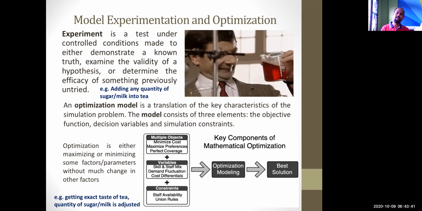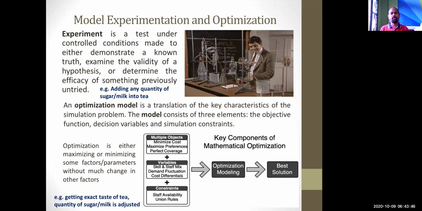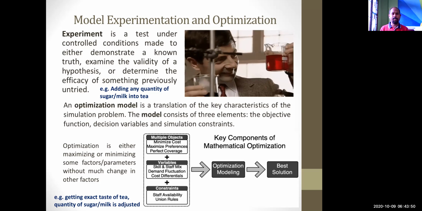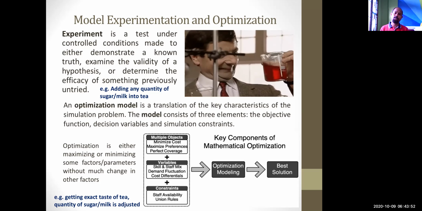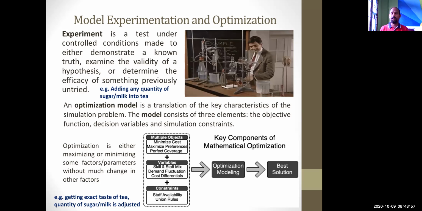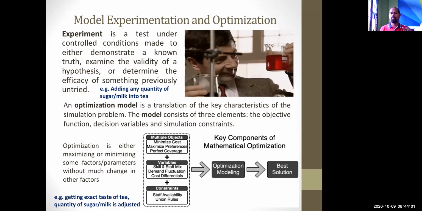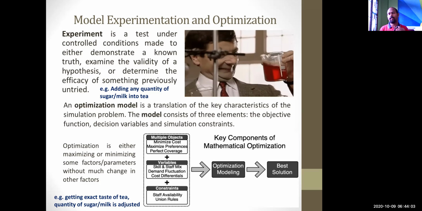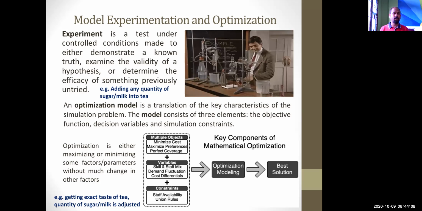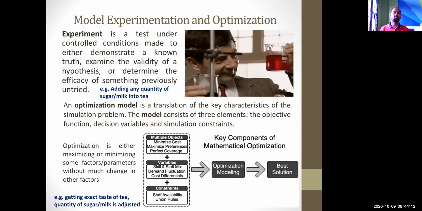So there are various factors and parameters, depending on the situation. Sometimes one needs to be maximized, sometimes it needs to be minimized. That is one part, that is the objective. And decision variables: once one factor is maximized, other factors will also be affected. So decision variables must be identified and must be checked.